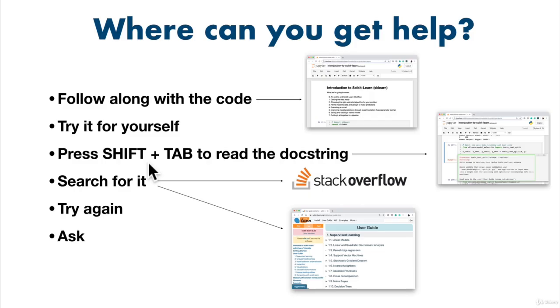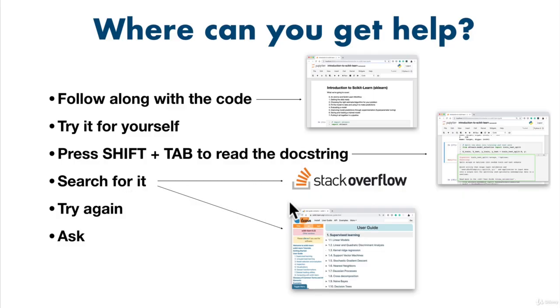If you want to find out more about what a particular function is doing, don't forget to press Shift and Tab to read the docstring. So when you're in the middle of a function, we'll see this in play when we're going through the notebook. You can see the docstring. This will take you straight to the documentation. If you're still stuck, you can search for it.